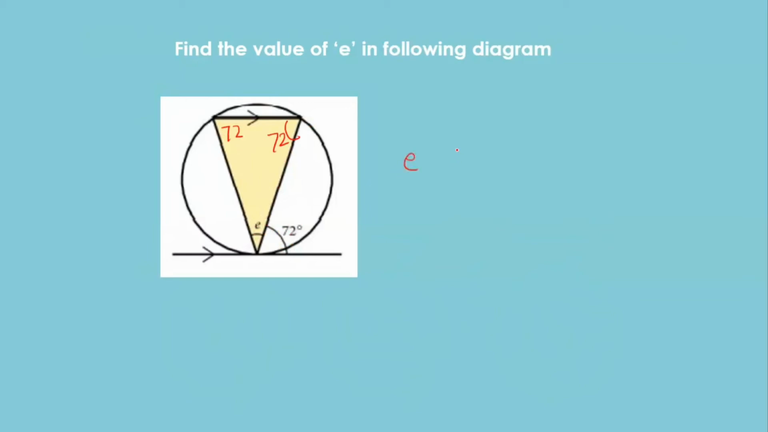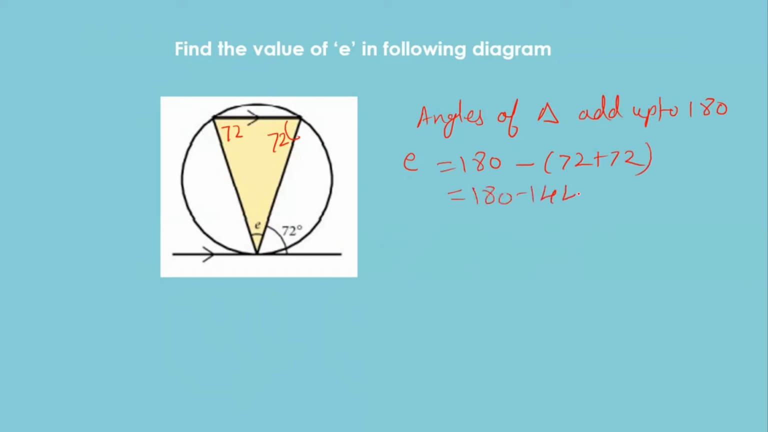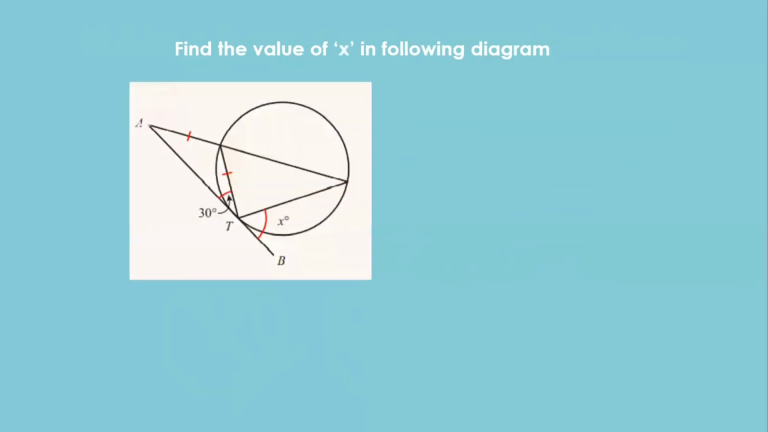So E, by angle sum property of a triangle, angles of a triangle add up to 180 degrees. So you get E is equal to 180 minus 72 plus 72. 72 plus 72 is 144 and 180 minus 144 is 36 degrees, which is the value of E. Got it, children? Okay, now let's solve one more question.